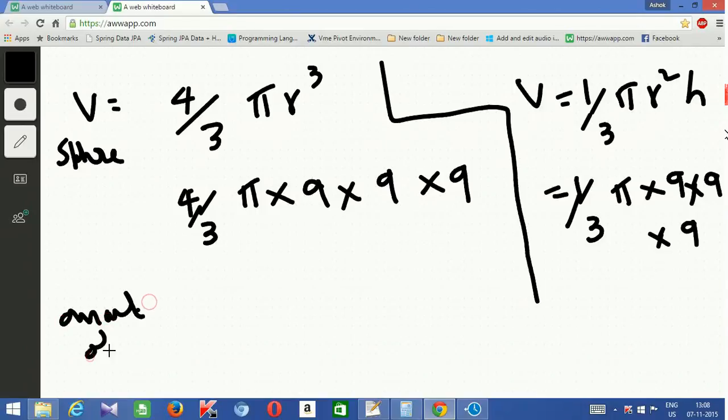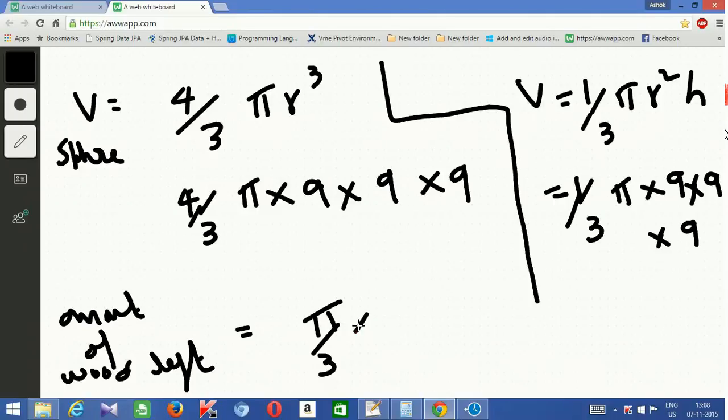Amount of wood left is equal to the volume of the original sphere minus the volume of the cone that has been carved out. So I'm going to subtract these both. When I subtract, I can take 1 by 3 pi commonly outside. Also I can take pi by 3 commonly outside when you subtract these two, and also I can take the triple nines commonly outside in both.